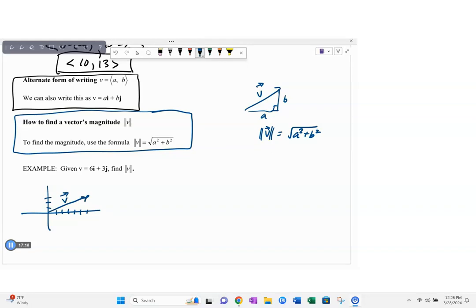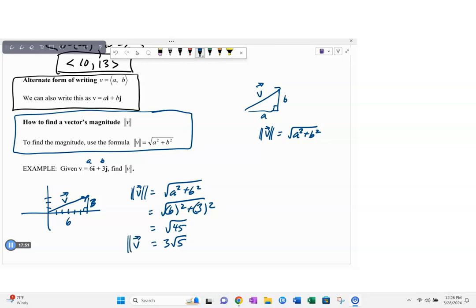Well, here's my a and here's my b. I went over 6 and I went up 3. So the magnitude is the square root of a squared plus b squared. We get 36 plus 9, what's that, 45? 9 times 5, square root of 9 is 3. So the length of this vector v is like 6 point something units. That's the length of vector v, magnitude of vector v.